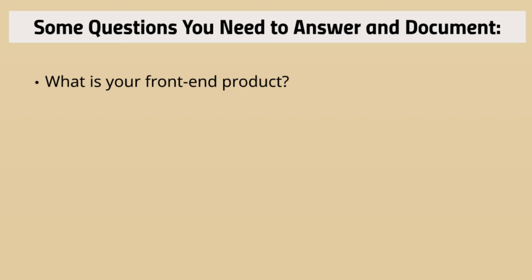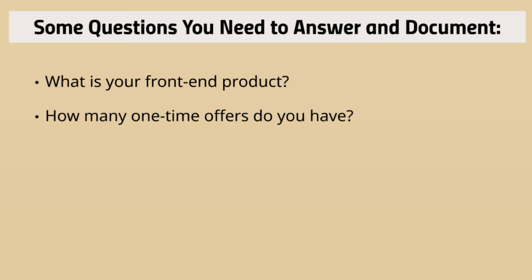So the first question is, what is your front-end offer? You obviously need to know this. You're going to need to have your sales pages and your download pages before you can set JVZoo up. But what is your front-end offer? Is it a video course? Is this a software product? What is it? Jot that down. Jot down the price. Jot down who's going to support that product, and basically write everything you can about that product. Don't worry about organizing it or anything right now. Just figure out, what is your front-end product? Is it an ebook? Is it a report? What is it? And then, how many one-time offers do you have?